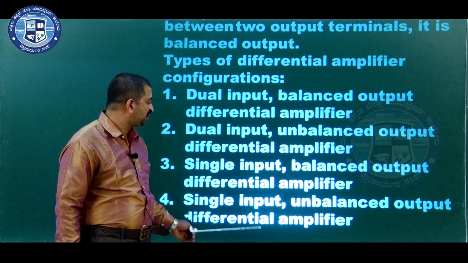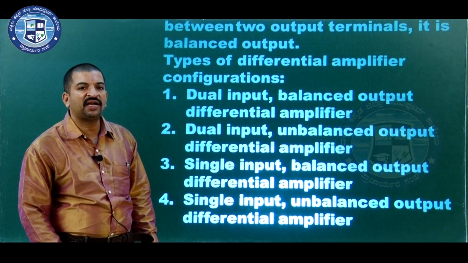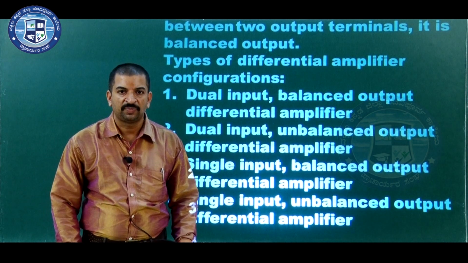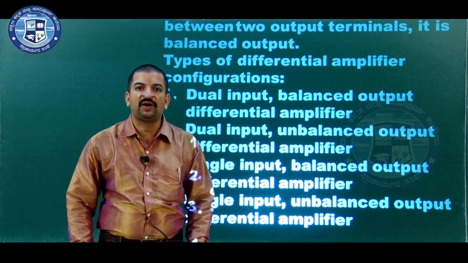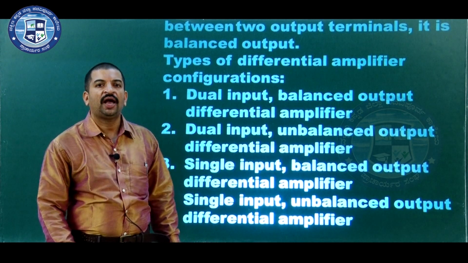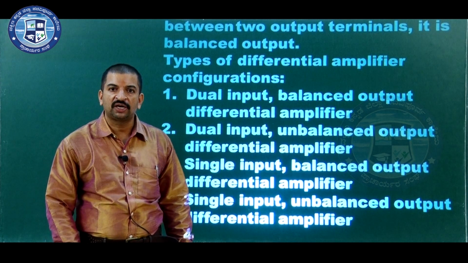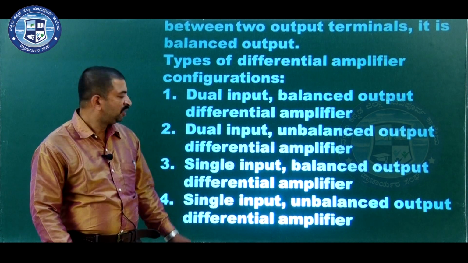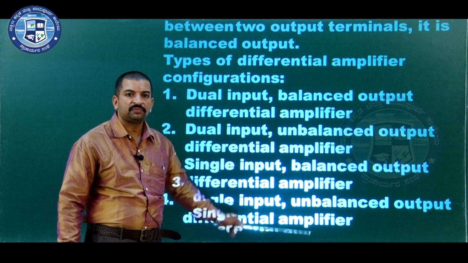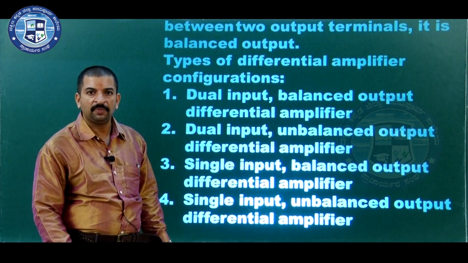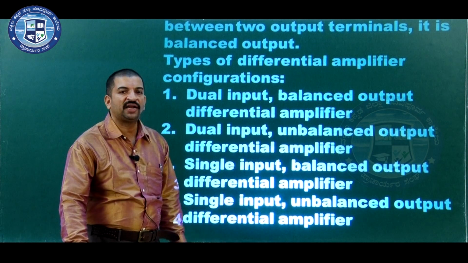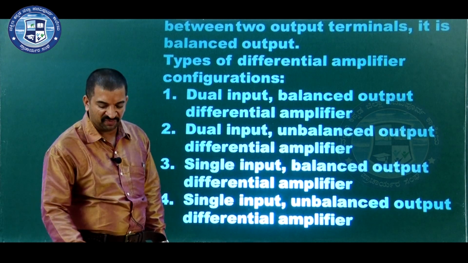The next configuration is single input unbalanced output differential amplifier. In this configuration, the input signal is applied to one of the input terminals and the other input terminal is connected to the ground. The output signal is measured across one of the output terminals with respect to ground. So, the name single input unbalanced output differential amplifier.